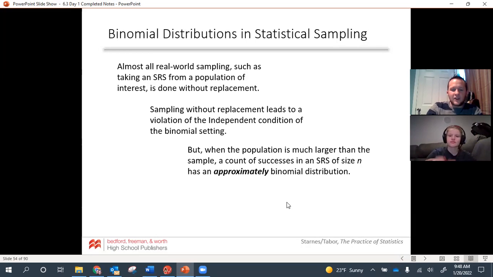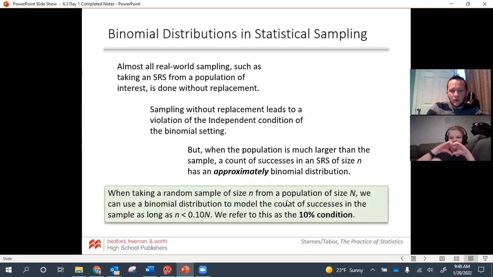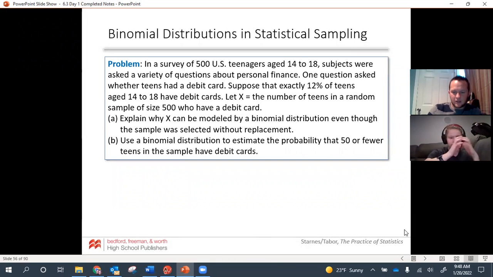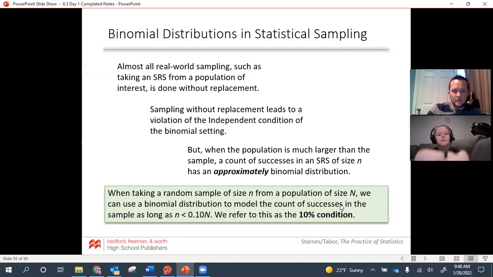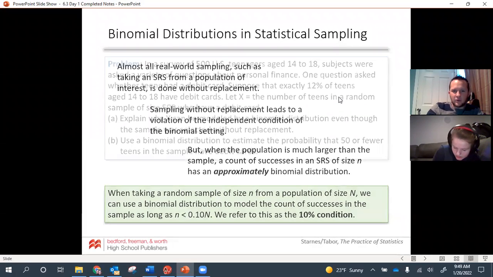Essentially it is. Okay, so long story short here, what we're going to do is learn what's called the 10% condition. When taking a random sample of size n from a population of size N, so lowercase n is our sample, uppercase N is our population, we can use the binomial distribution as long as our sample is less than 10% of the population. So essentially, we will never sample with replacement. So just make sure your sample isn't too big and you'll be okay. We'll do an example with this here in a second.